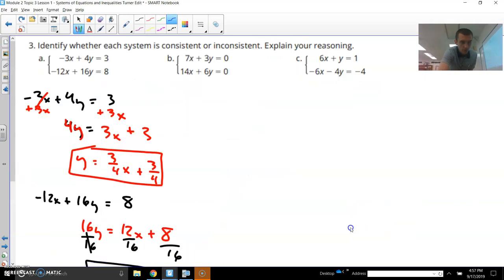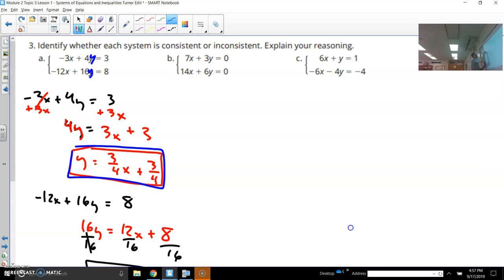I'm going to do one more. You can forget the stretch for now. We'll talk about it in class. But I'm going to talk about number 3. It says whether or not this is consistent or inconsistent. So I take a moment to try to get y by itself. I add 3x over. I divide by 4, and I get my equation.